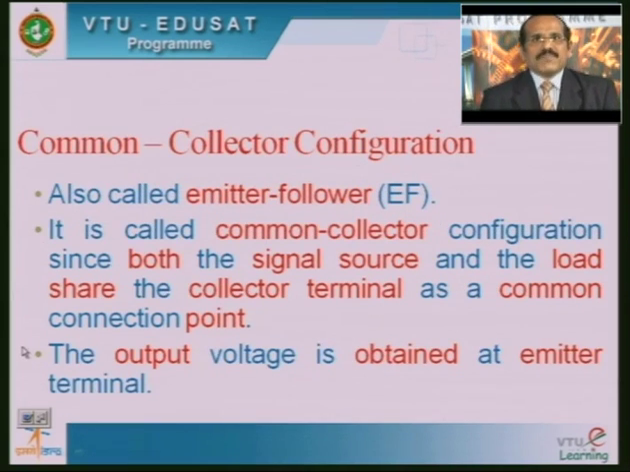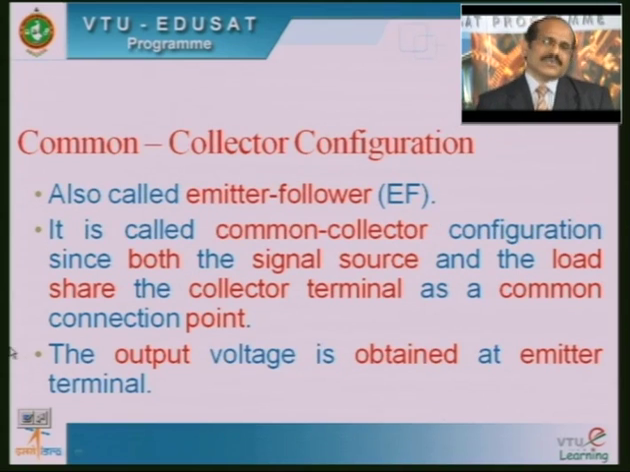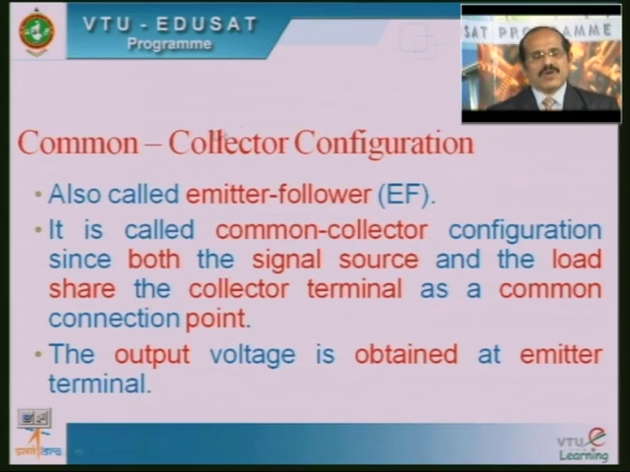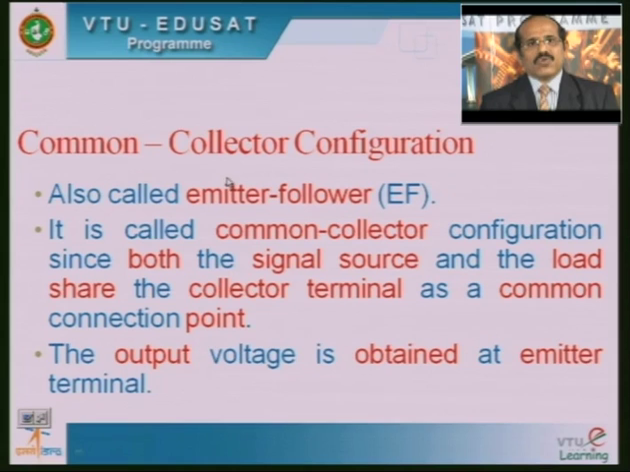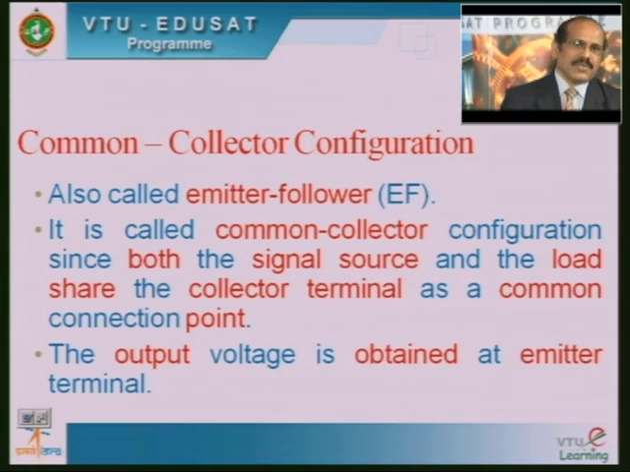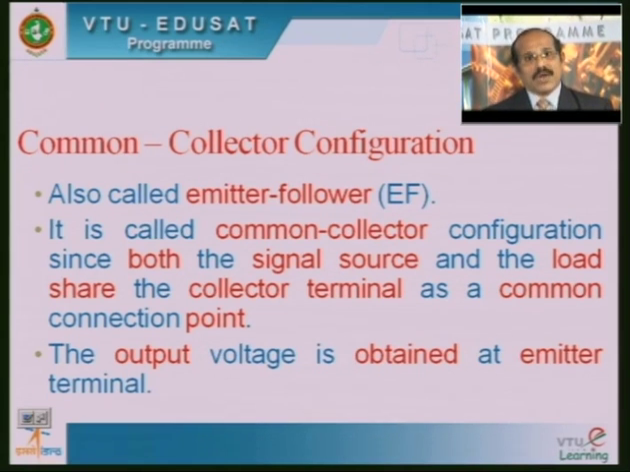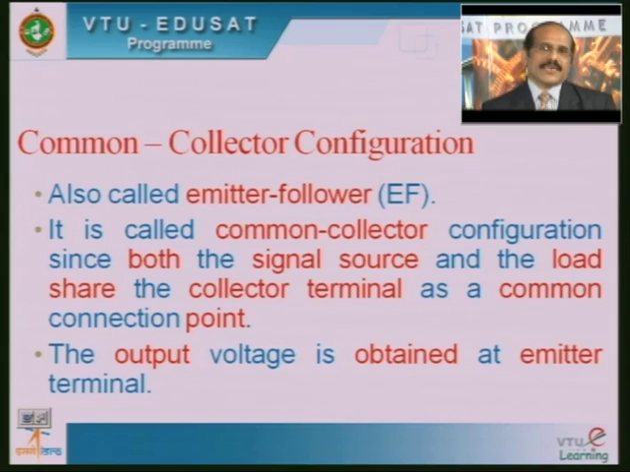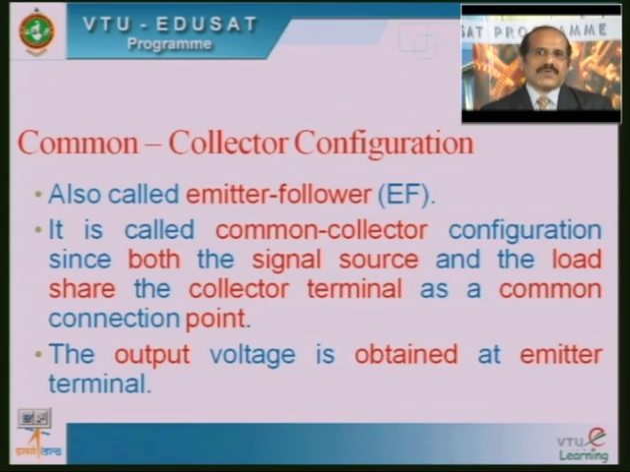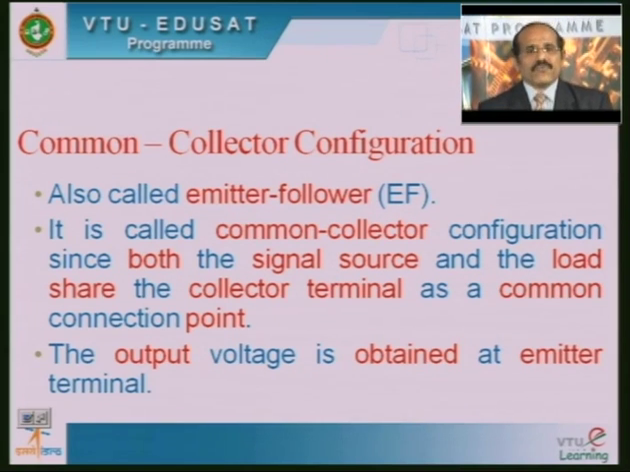Friends, you know that this common collector configuration is also called the emitter follower, or sometimes the voltage follower. It is called so because the voltage gain of this common collector configuration is 1, whereas the current gain is on the higher side. The input impedance is very high and the output impedance is very low. It is because of these 4 features.